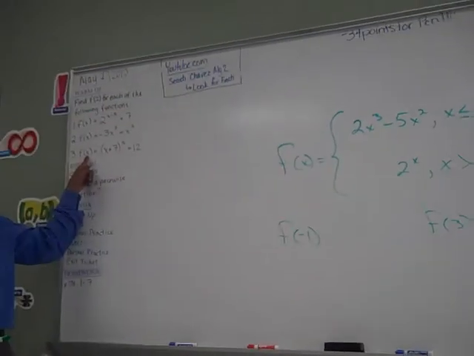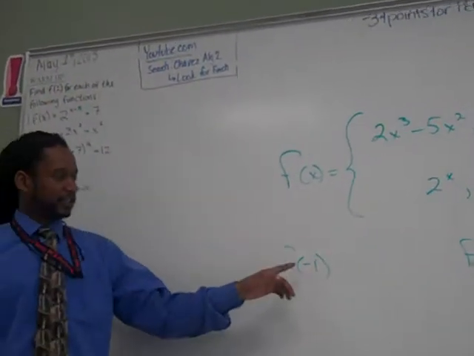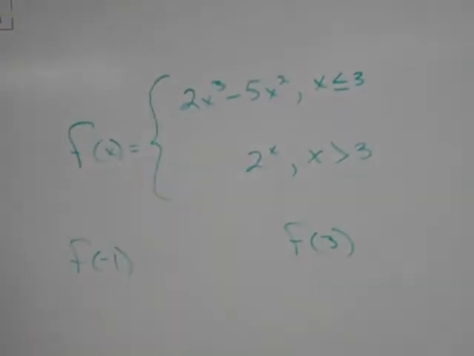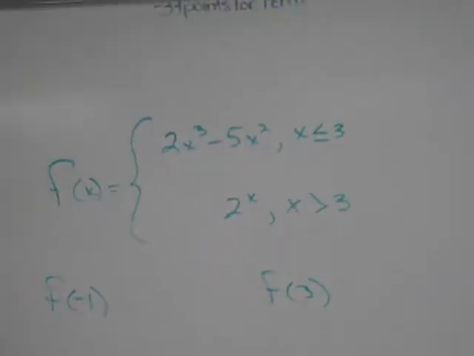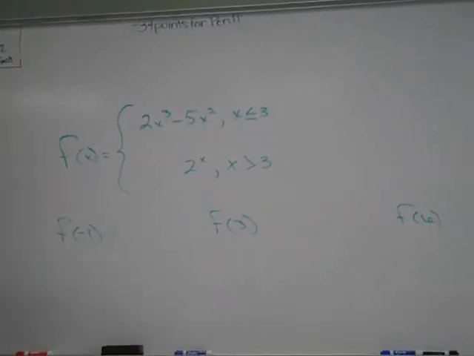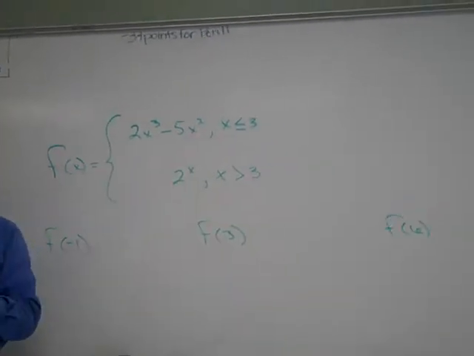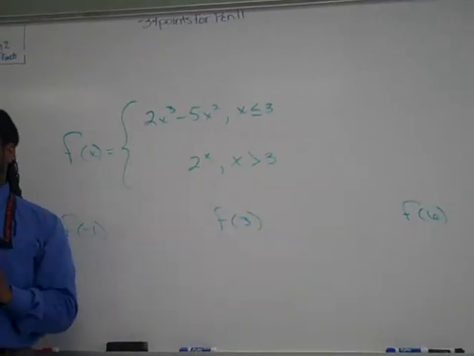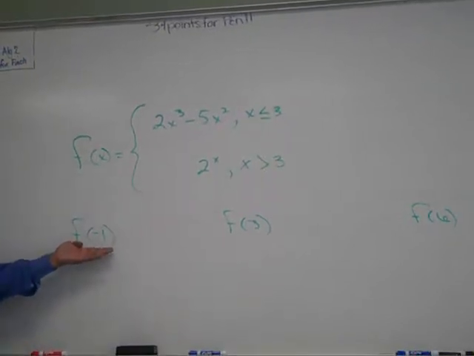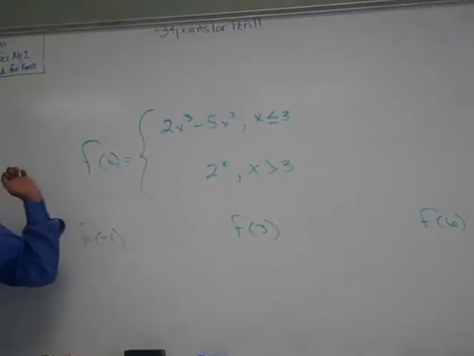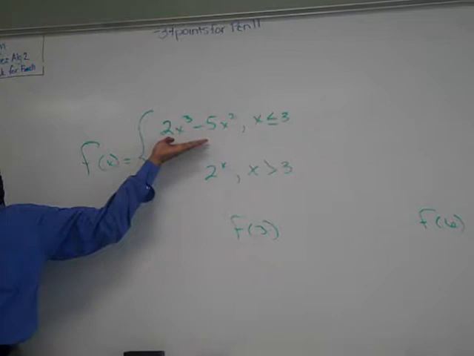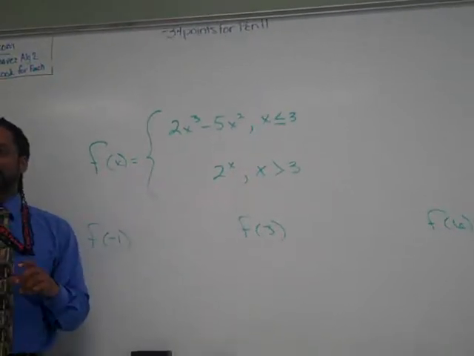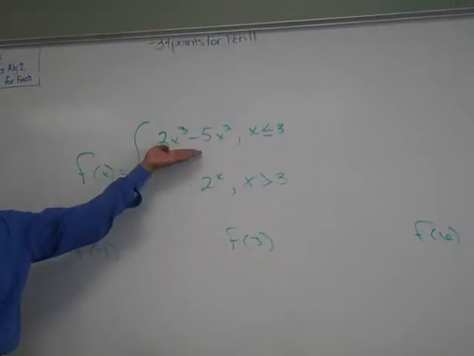What's here? X. So what does this represent? X. Then I go look at my function and it says if x is less than 3 or if x is greater than 3. In this case, x is what? Less than. So that means I'm supposed to use this function.